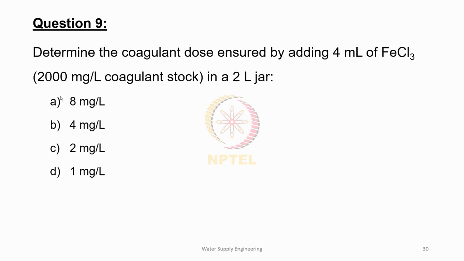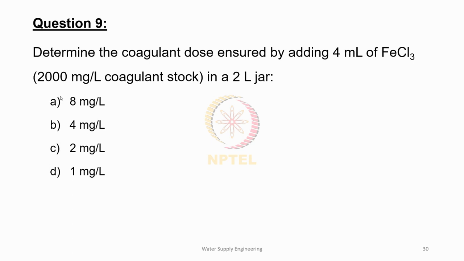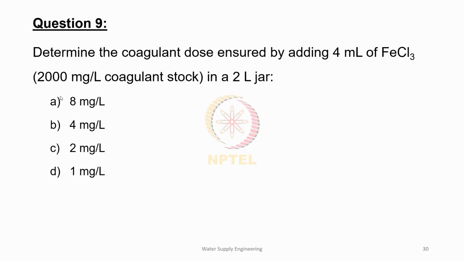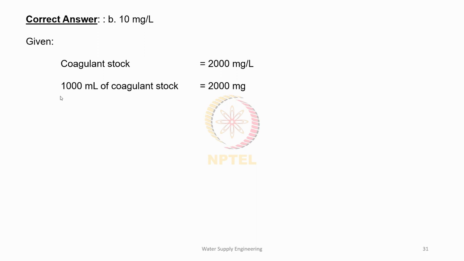Okay, so let's see how to solve the problem. The correct answer is option B. Sorry, I'll change the thing after showing how to solve. It's 4 milligram per liter. Okay, so let's see how to solve that.